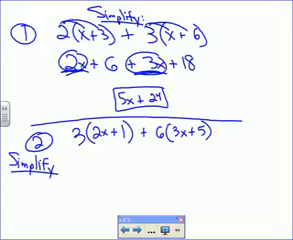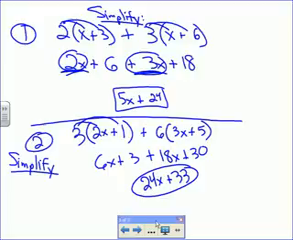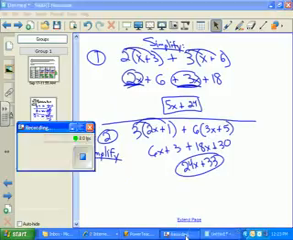Okay. Could somebody distribute this one over here? Jeff? 6x plus 3, good, plus 18x plus 30. Okay. And then what do you got? Okay, Steve, what would you get for the answer when you combine like terms? 24x plus 33. Good job. Okay, very good. So just kind of a short lesson today.